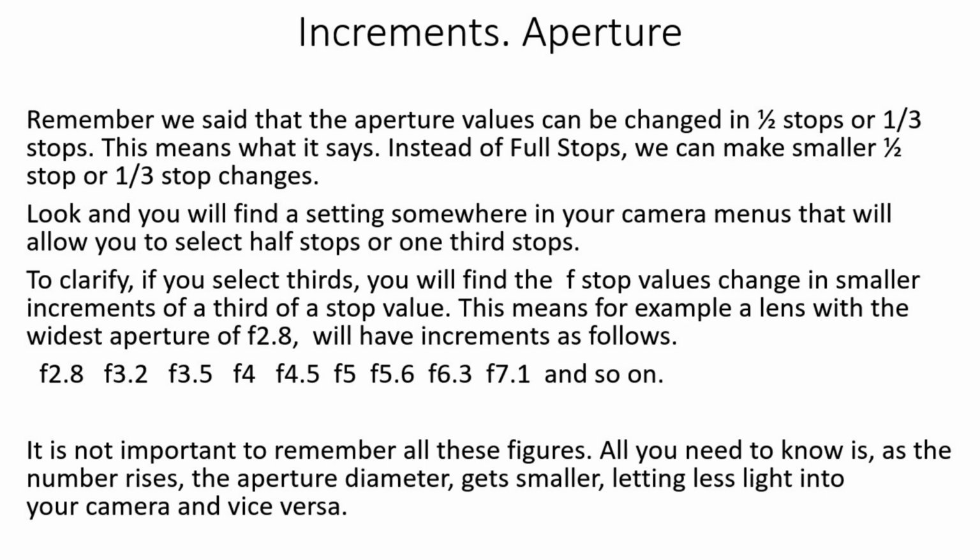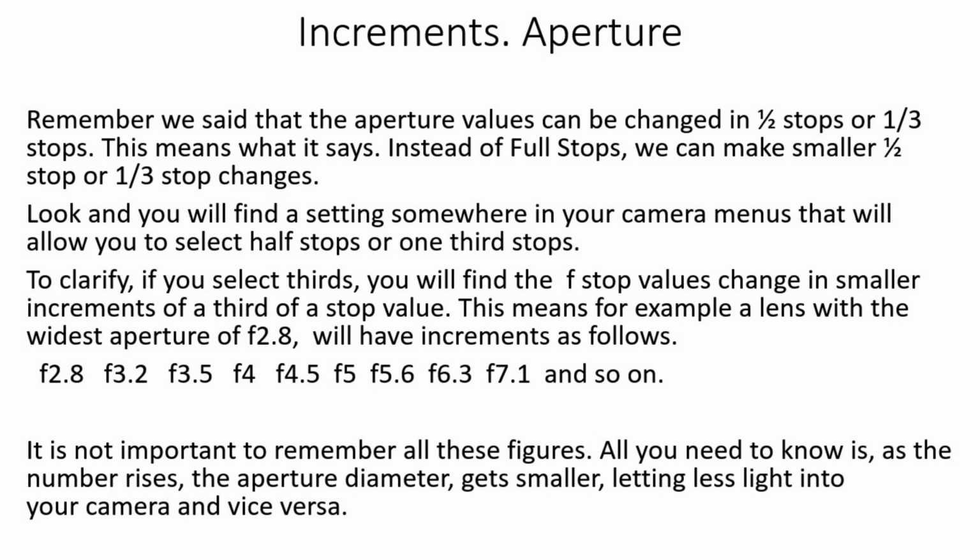Increments. The aperture. Remember, we said that the aperture values can be changed in half stops or 1/3 stops. This means what it says. Instead of full stops, we can make smaller half stop or 1/3 stop changes. Look and you will find a setting somewhere in your camera menus that will allow you to select half stops or 1/3 stops. To clarify, if you select thirds, you will find the f-stop values change in smaller increments of 1/3 of a stop value.